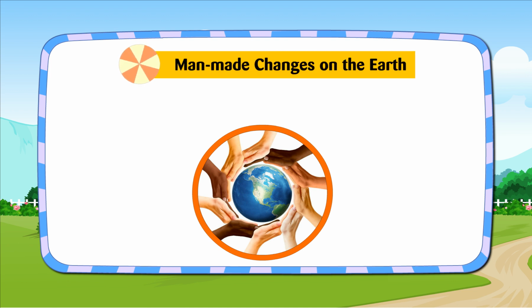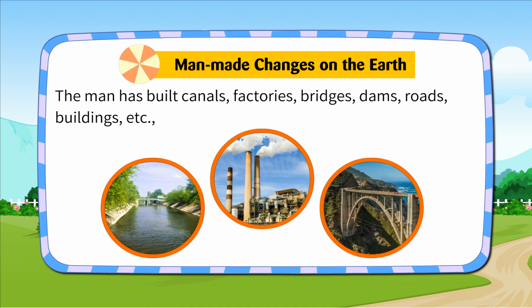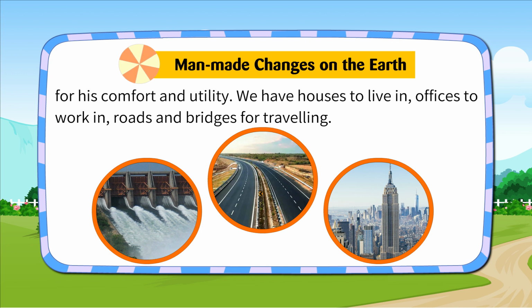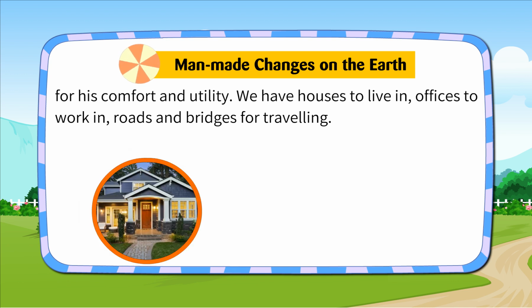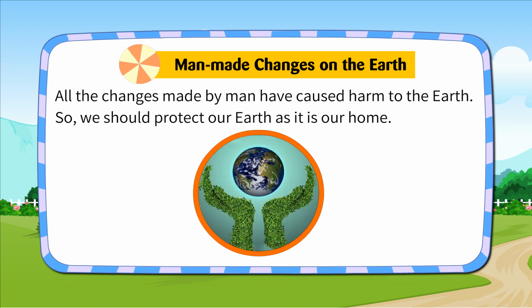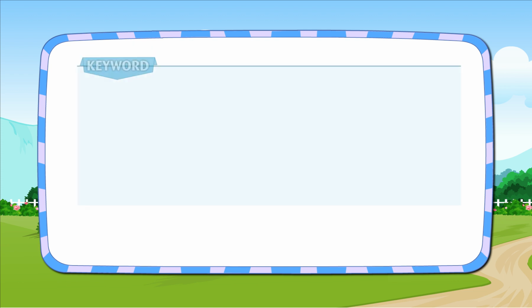Man-made changes on Earth. The man has built canals, factories, bridges, dams, roads, buildings, etc. for his comfort and utility. We have houses to live in, offices to work in, roads and bridges for traveling. All the changes made by man have caused harm to the Earth. So we should protect our Earth as it is our home. We must keep our world clean.